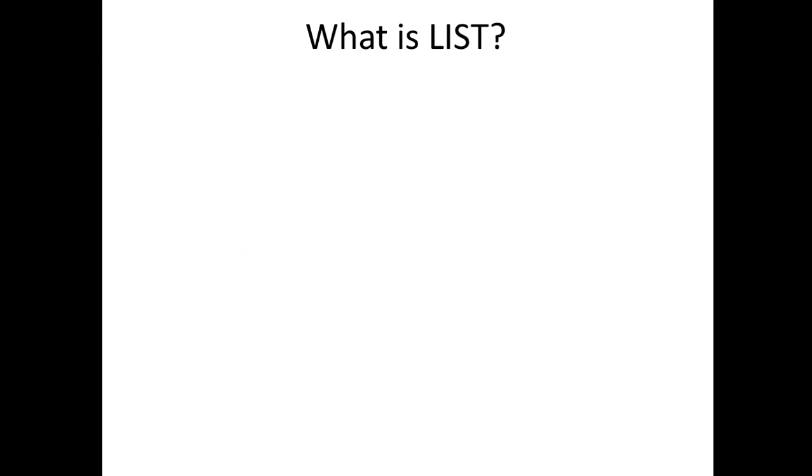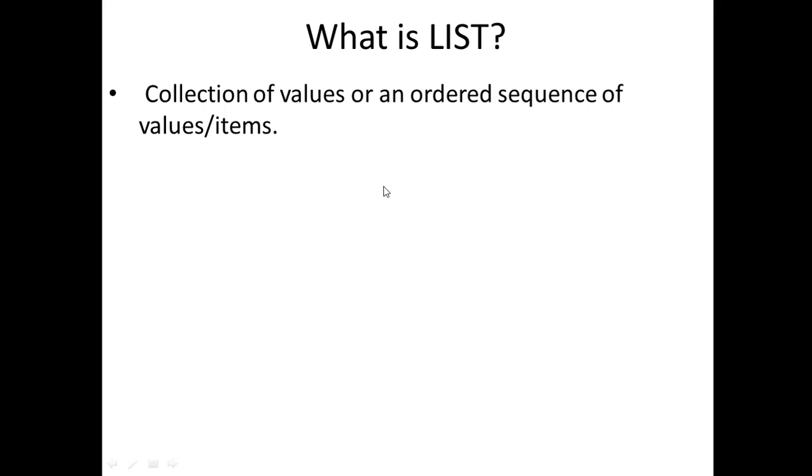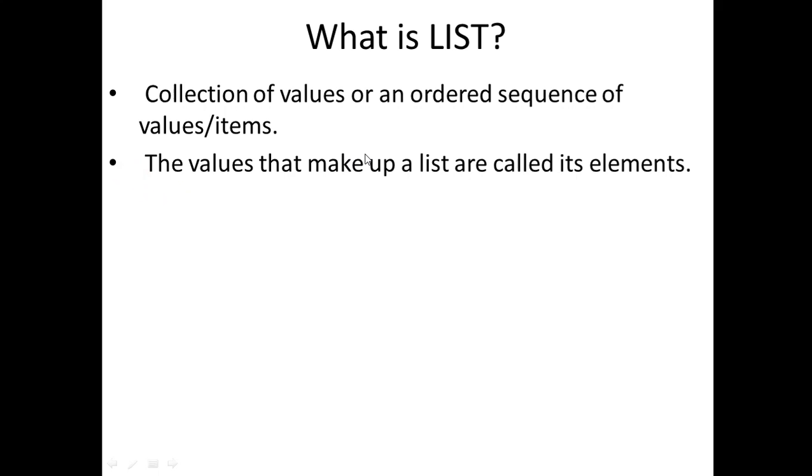Everything I taught in the online classes, when you see the video, you will have vast knowledge about the list. So, a list is a collection of values, or an ordered sequence of values or items. The values that make up a list are called its elements. Whatever values you take for creating the list are termed elements.